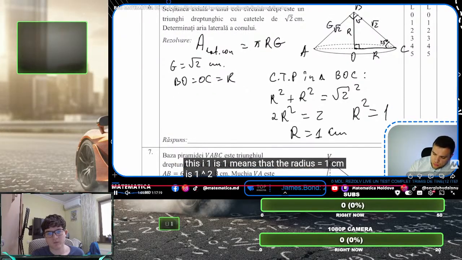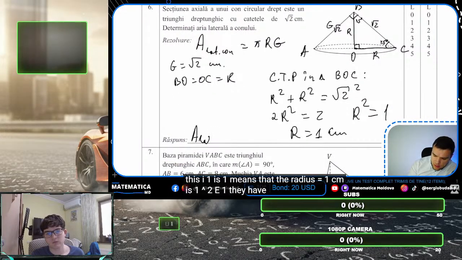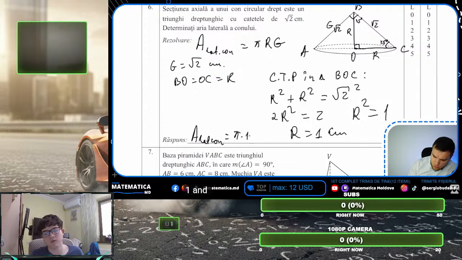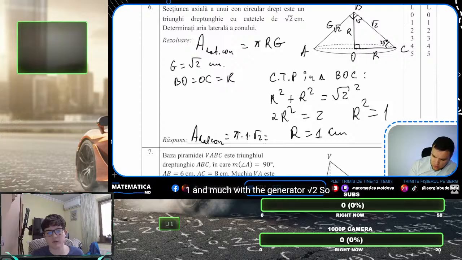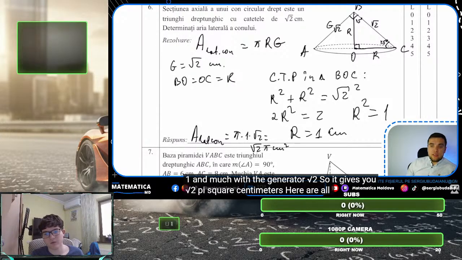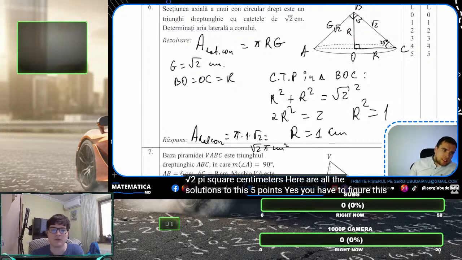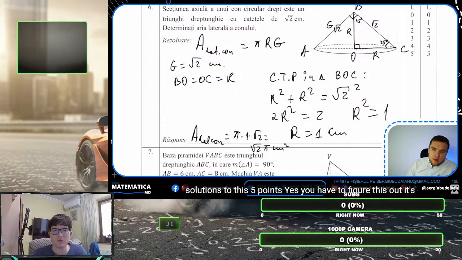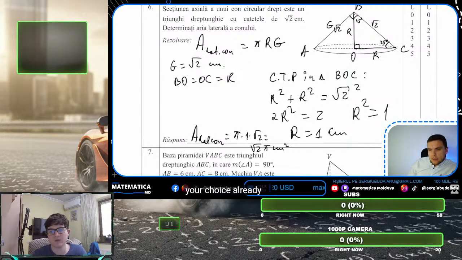It's going to be pi square root of 2 centimeters squared, to the power of 2, because it's centimeters in the area. If it's volume, it's centimeters cubed. Okay, so that's how this thing is done.